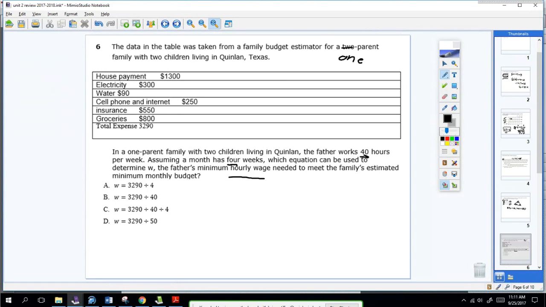Well, the father has to cover $3,290. Okay, well, he works 40 hours, so I'm going to divide 40 into that. And then I have to divide my 4 weeks to figure out how much he does per month. Meaning C is my answer.